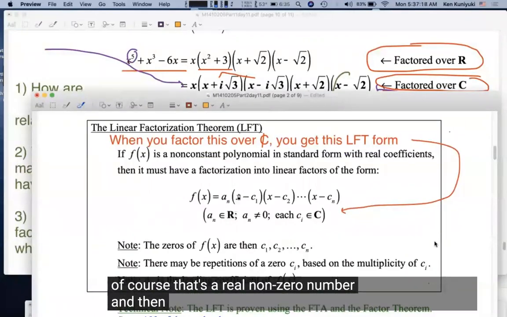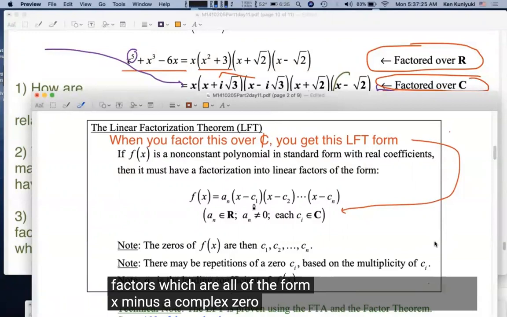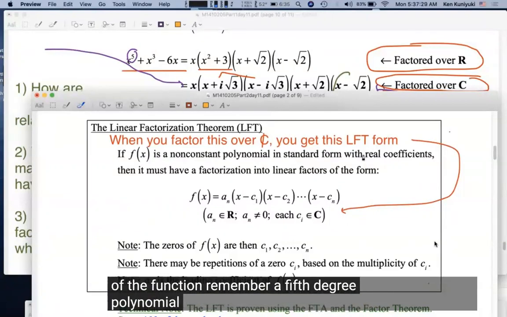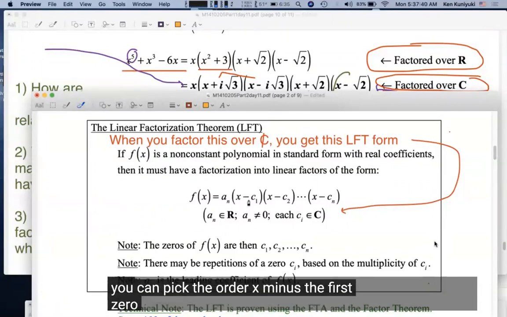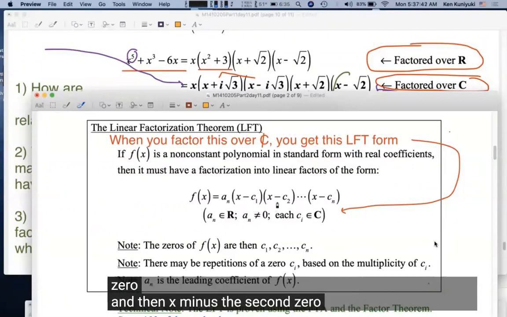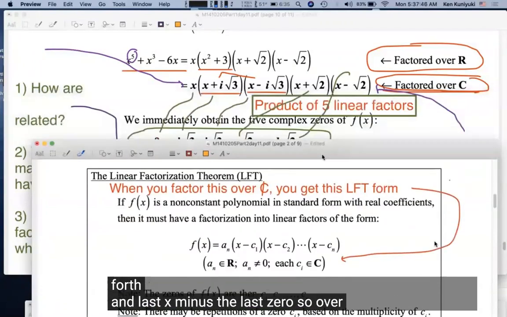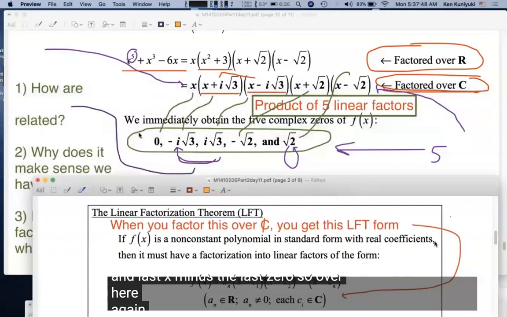And then you would write down these linear factors, which are all of the form x minus a complex zero of the function. Remember, a fifth degree polynomial of this type will have 5 complex zeros. And the factors can be listed out as x minus the first zero. There's no order, but you can pick the order. X minus the first zero, and then x minus the second zero, and so forth. And last, x minus the last zero. So over here, again, you can pick the order.